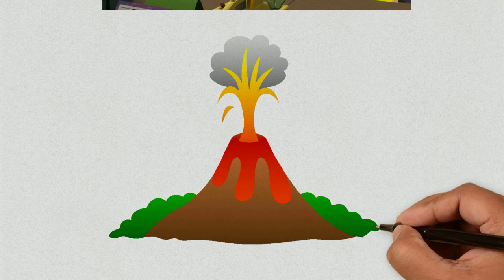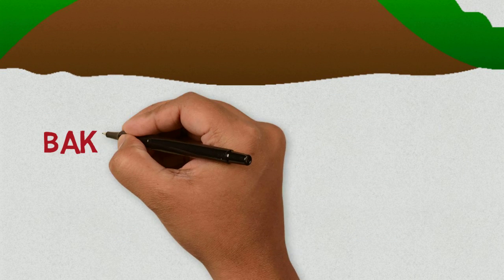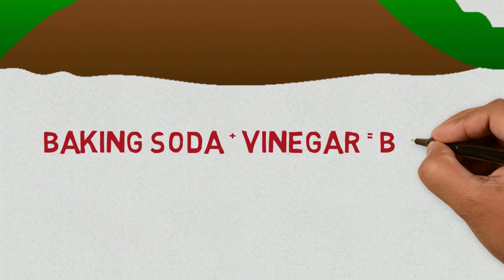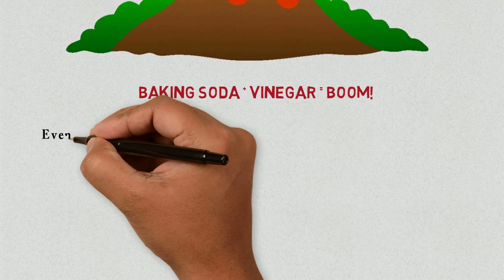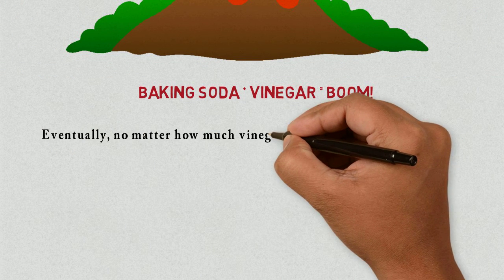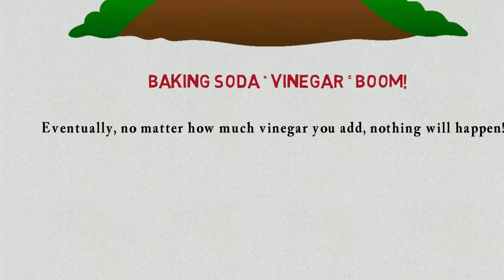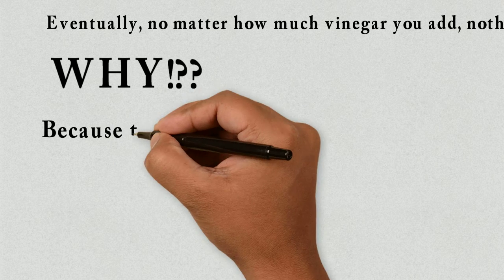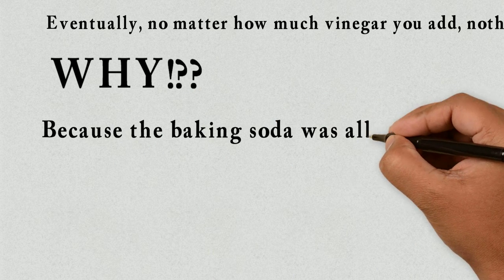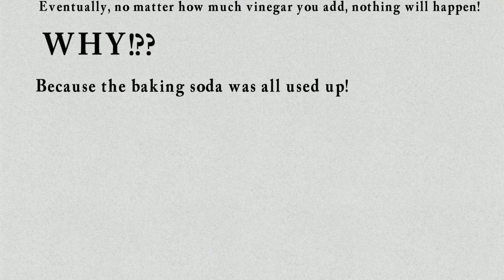In general, you'd have a bottle of vinegar, but only a few tablespoons of baking soda. Eventually, you'd get to the point where no matter how much acetic acid, also referred to as vinegar, you placed inside of the volcano, nothing would happen, because the baking soda was all used up. Now, why is that? This can be explained by the concept of limiting reagent and excess reagent.